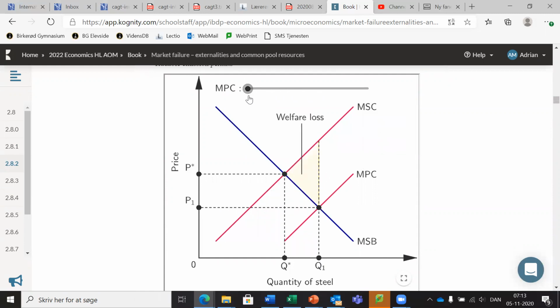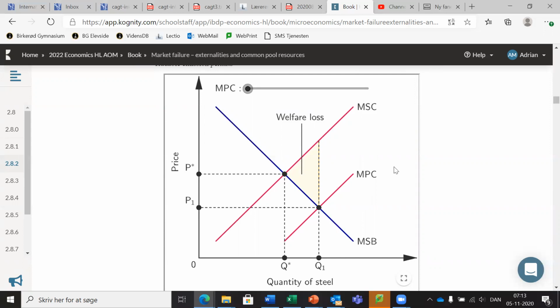So I just want to highlight some of the challenges here. The challenge of picking the tax: first you need to know the exact size of the welfare loss, and you need to know how much we're overproducing. And then you pick your tax accordingly. So it's not very easy to pick the tax.